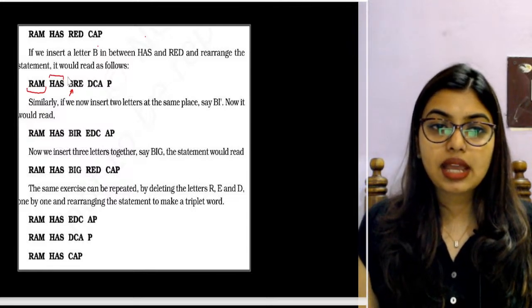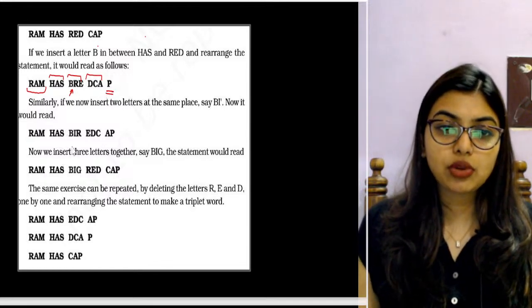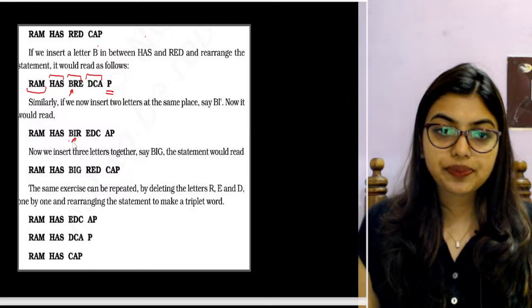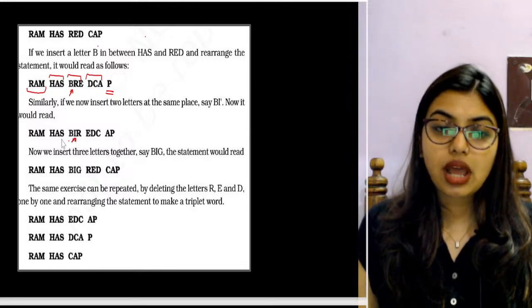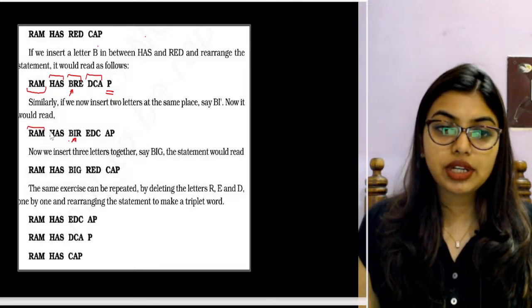That is, Ram has BRE DCA P, like this only they'll give, and P will be left out. Same thing if we insert one more letter. See, now they've inserted an I also. Now Ram has B, I, E, D, C, A, P. That means again it is going to read the 3 codons.